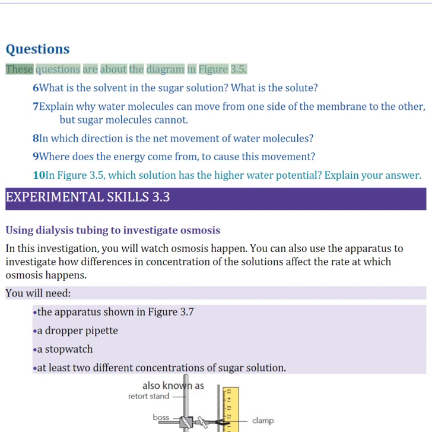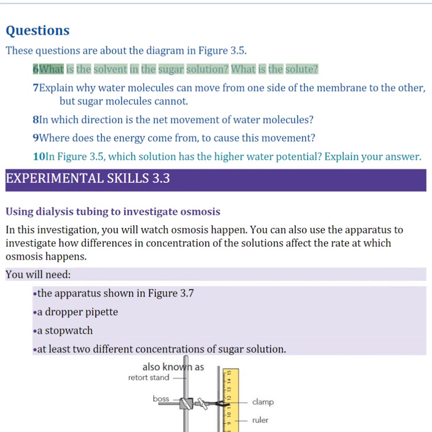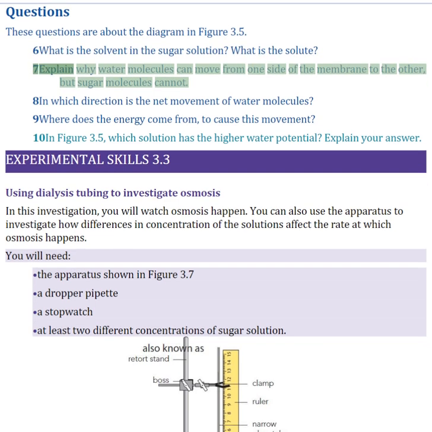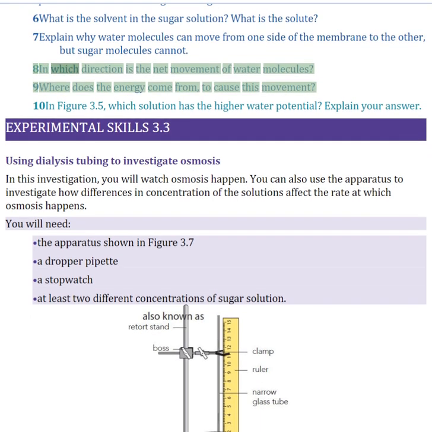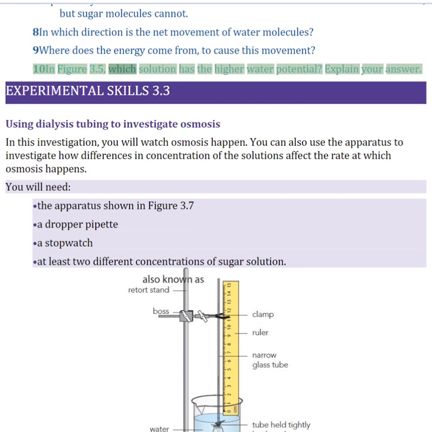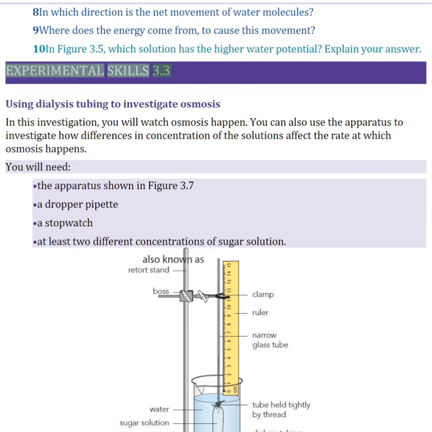Questions. These questions are about the diagram in Figure 3.5. 6. What is the solvent in the sugar solution? What is the solute? 7. Explain why water molecules can move from one side of the membrane to the other, but sugar molecules cannot. 8. Which direction is the net movement of water molecules? 9. Where does the energy come from to cause this movement? 10. In Figure 3.5, which solution has the higher water potential? Explain your answer.